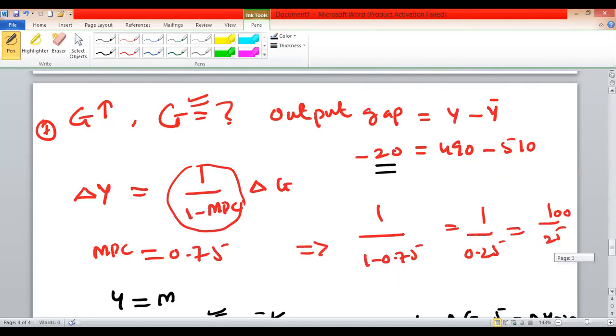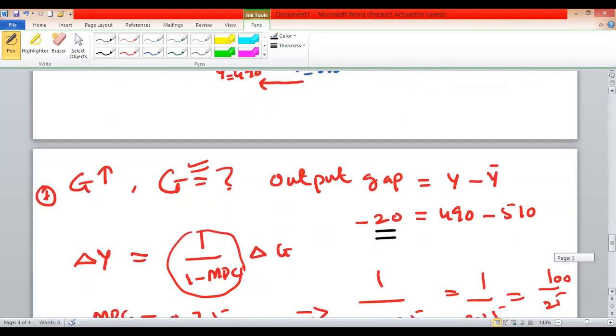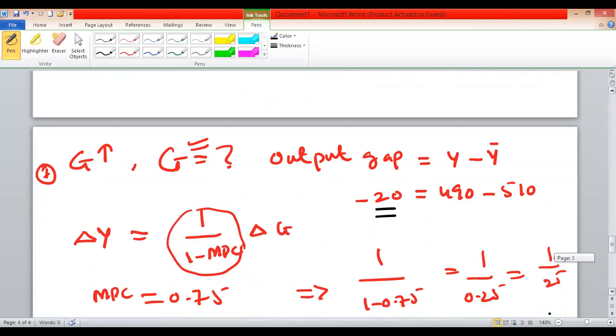So this is a way. Now how do we apply this to the above diagram?